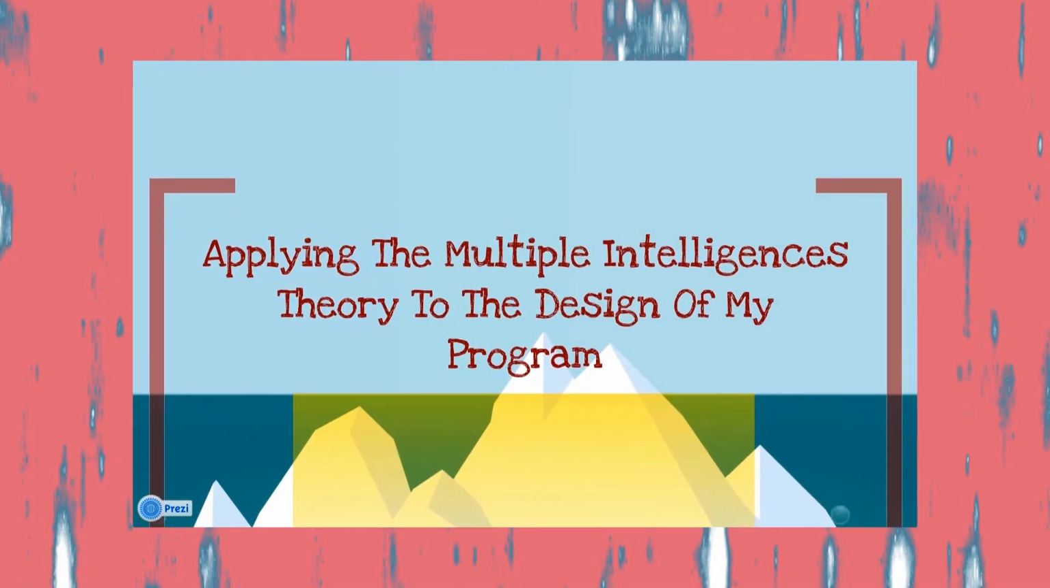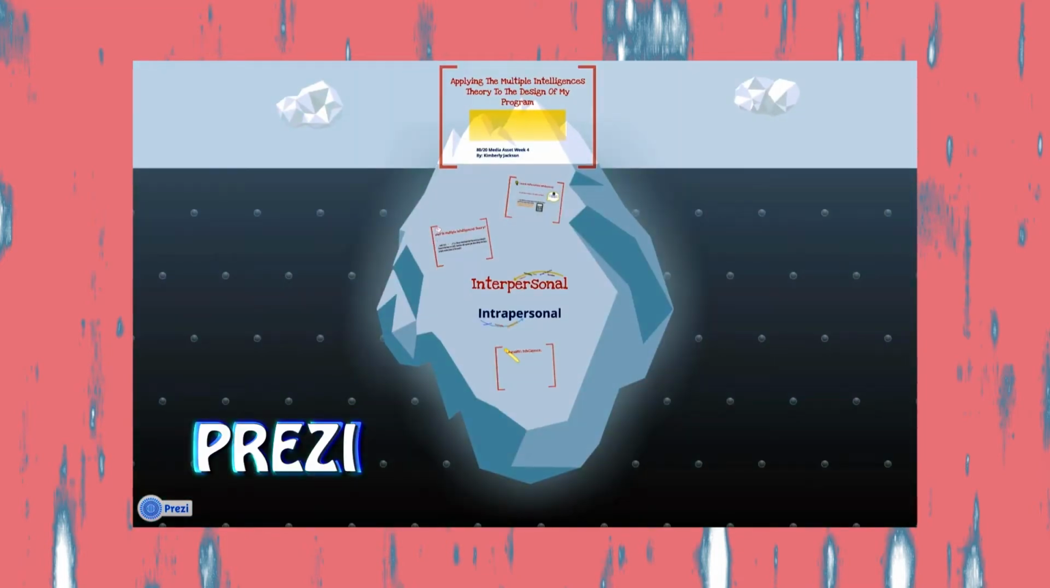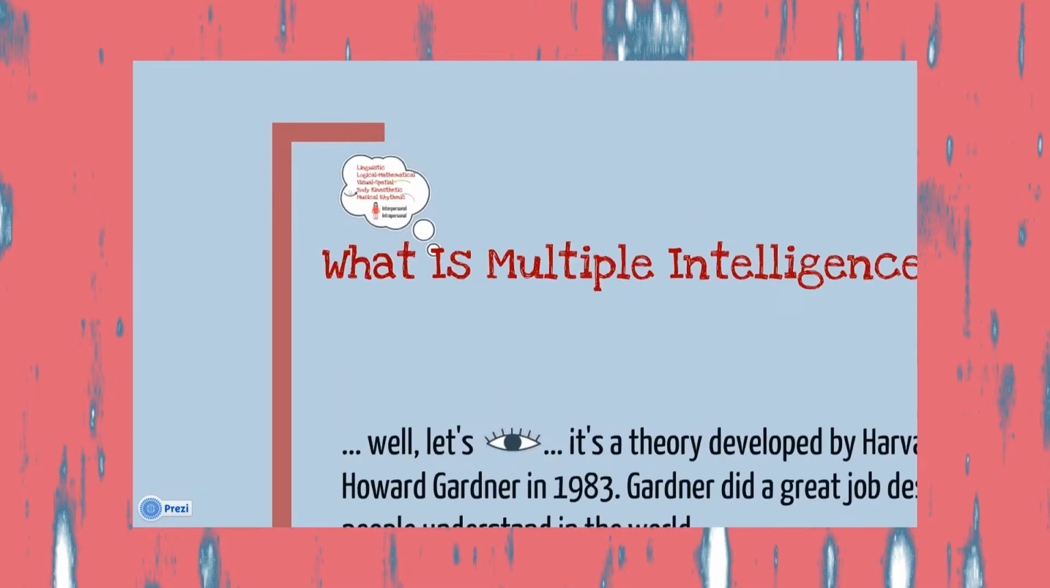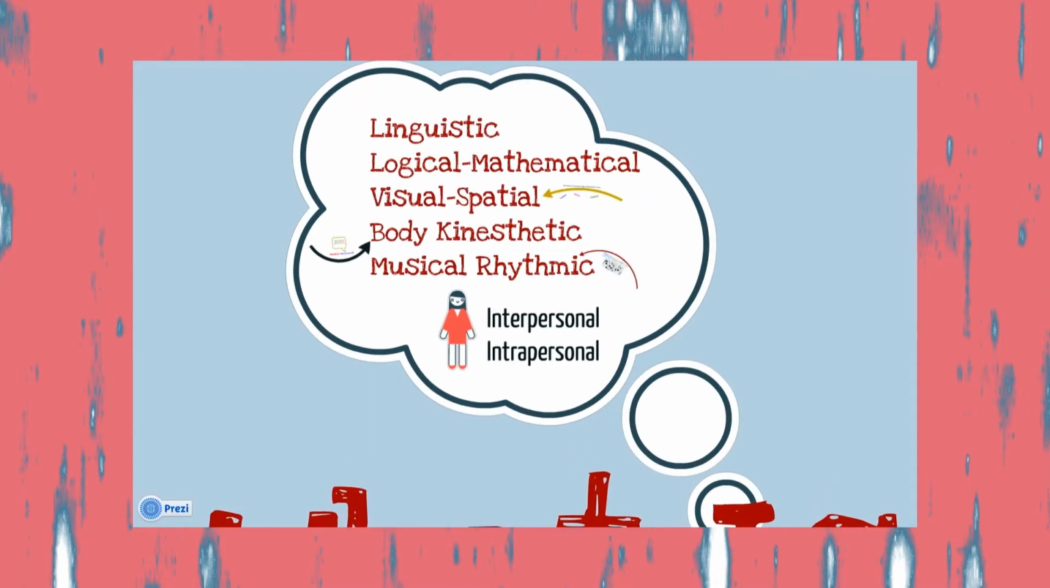Applying the multiple intelligence theory to the design of my program. Applying the MI theory was just the tip of the iceberg. I first had to understand what the MI theory was. Well, let's see. It's a theory developed by Harvard psychologist Howard Gardner in 1983.